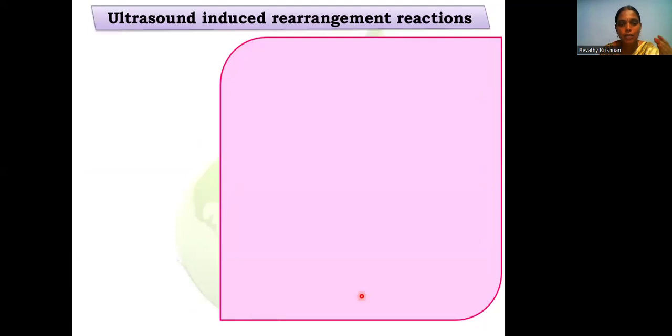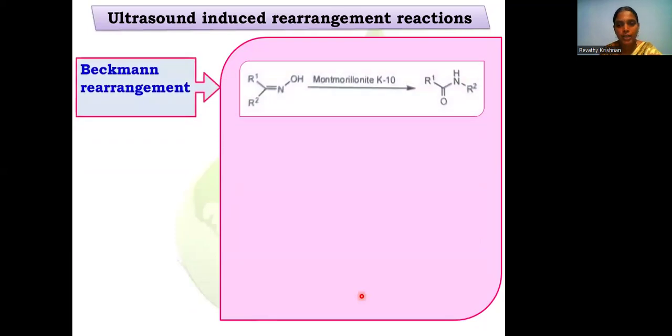And then here come some ultrasound mediated rearrangement reaction examples. The first one is the Beckmann rearrangement. We know Beckmann rearrangement is the conversion of oxime to amide in presence of a strong acid like PCl5 or concentrated sulfuric acid, which we can use as a catalyst. Here, in presence of montmorillonite K10 clay and also by using ultrasound mediation, we can convert these oximes very easily to the corresponding amide with the same mechanism.